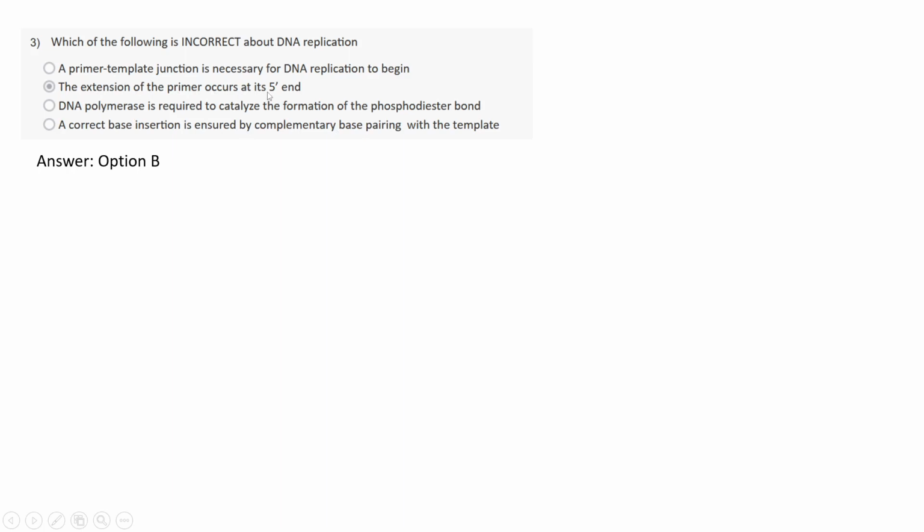The extension of the primer occurs at 5' end. So DNA replication, we know that it occurs from the 3' end, okay, not the 5'. So this is incorrect.